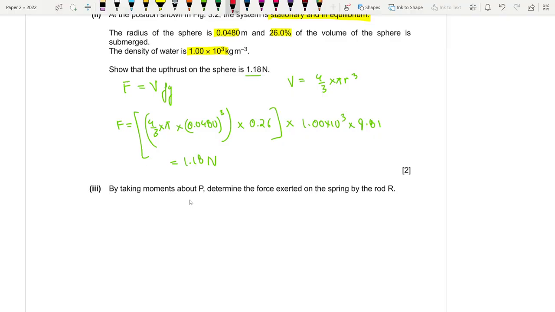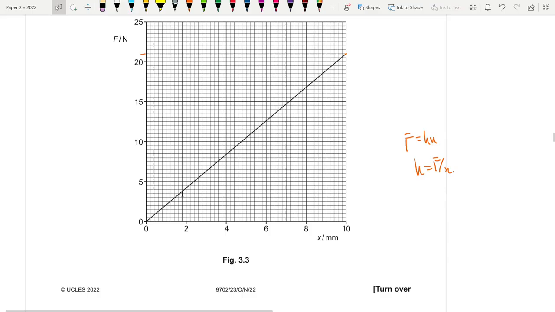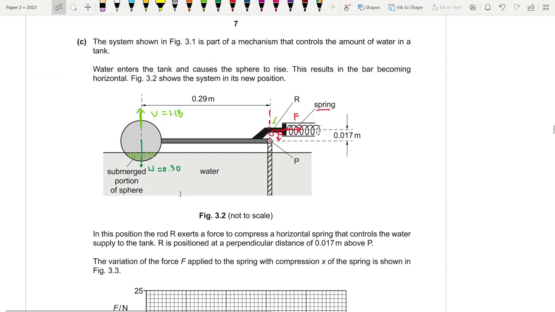So what are the clockwise moments? Basically, the clockwise moments include, oh, sorry, I misjudged it. I misinterpreted it a bit. Upthrust is actually greater than weight, right? So the clockwise moment is greater than the anti-clockwise moment. So I misinterpreted the direction of the force.